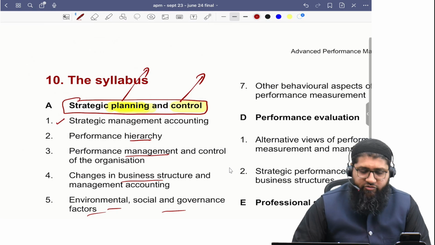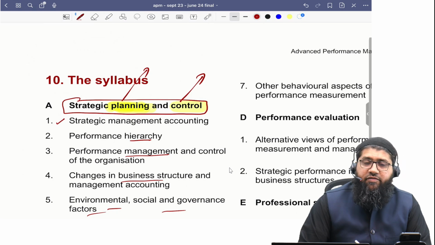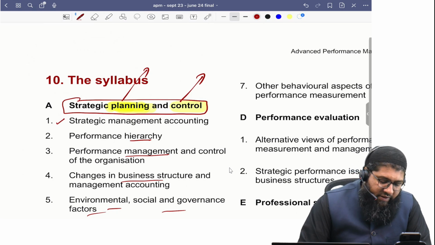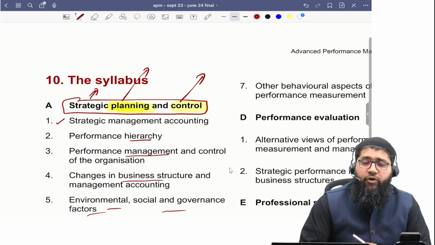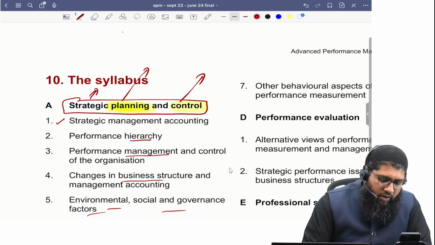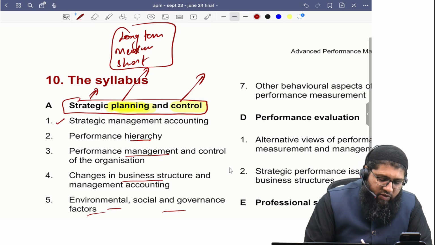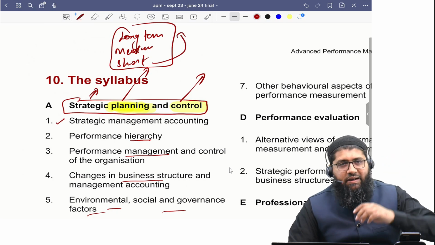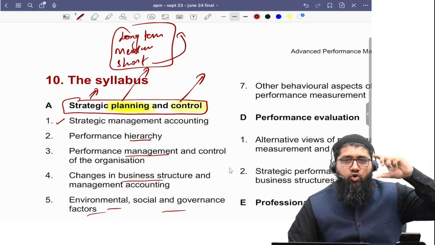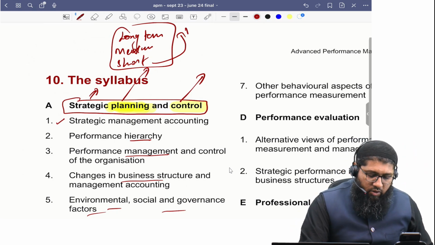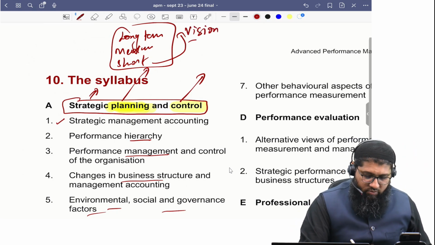When you talk about strategic planning, it actually refers to the plans that you develop at the strategic level: the long-term plans, the medium-term plans, the short-term plans that you develop at the strategic level. All of these plans are ultimately directed towards the achievement of the vision of the organization.